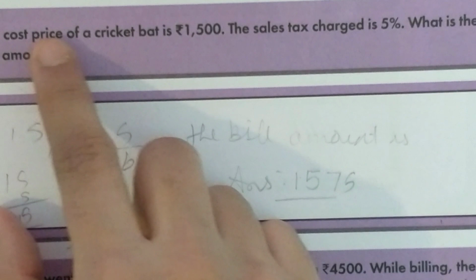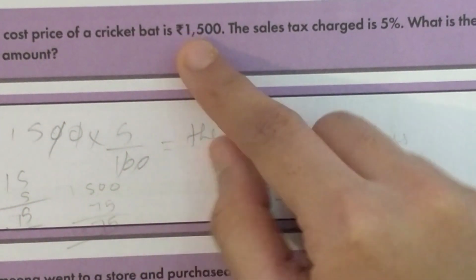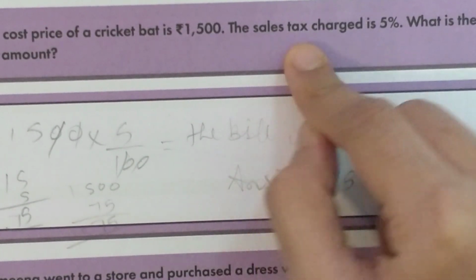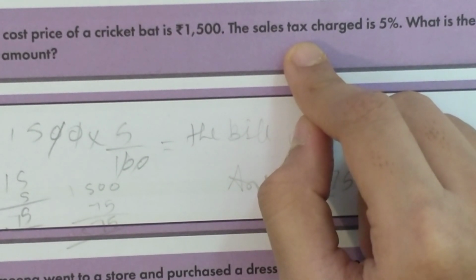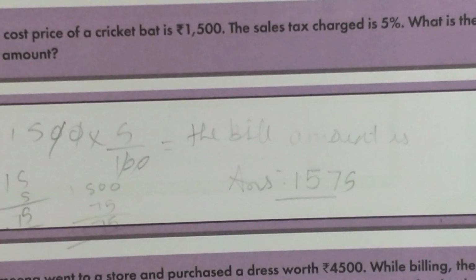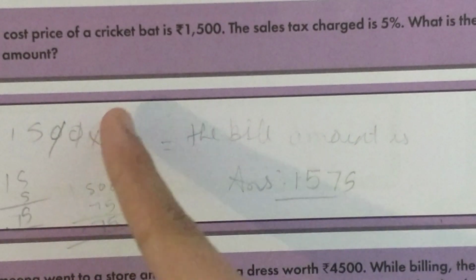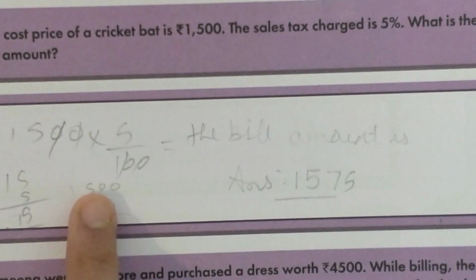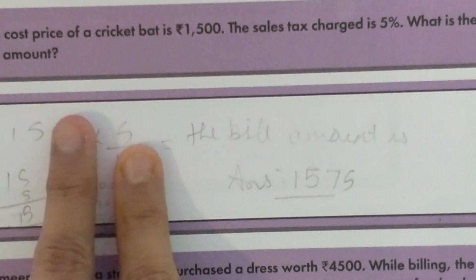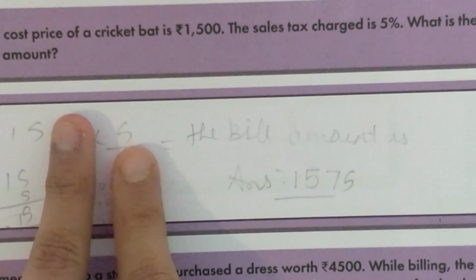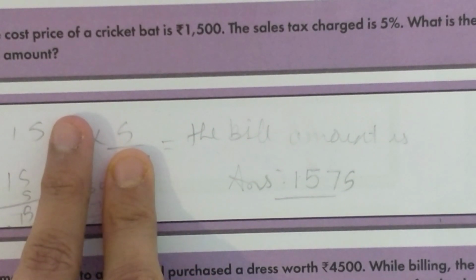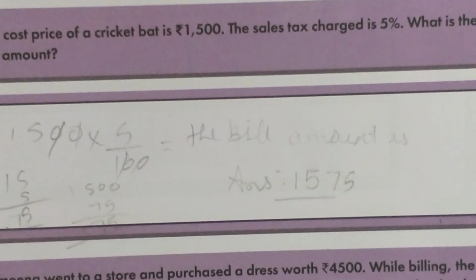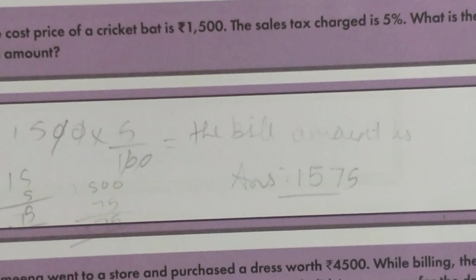The cost price of a cricket bat is ₹1500, and the sales tax charge is 5%. What is the bill amount for this? So it's 1500 into 5, which is the rate of percentage, by 100. Strike these 2 zeros, strike these 2 zeros, and there is just no need for this 100. 15 into 5 equal to 75.